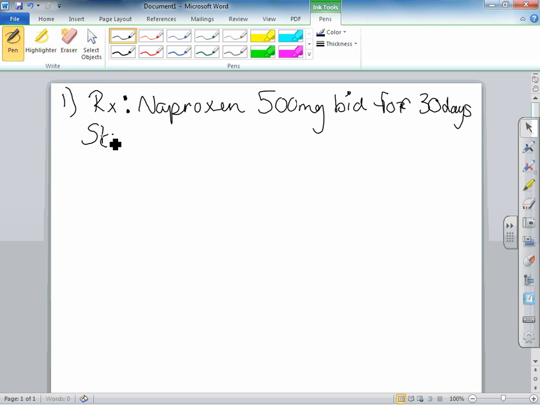What's available is what you have in stock. It tells you that the available medication is Naprosyn, which is the brand name. I'm sorry, this looks a little messy. Let me rewrite that. Naprosyn is the brand name. Naproxen is the generic. But what you have in stock is Naprosyn 500 milligram tabs.